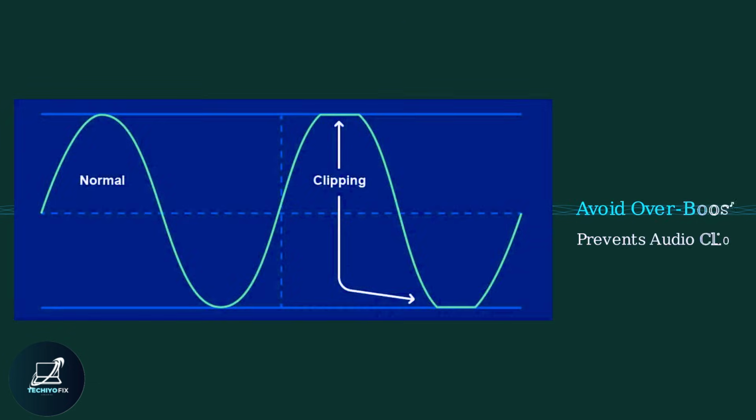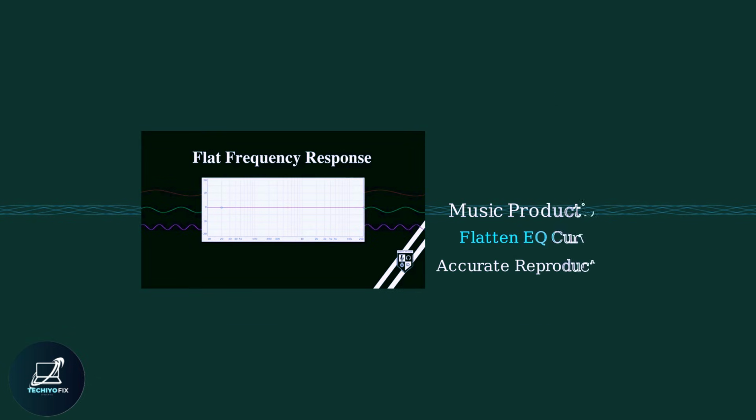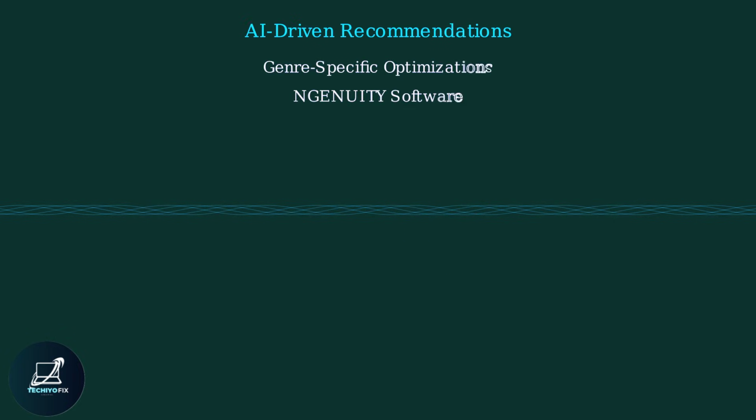Avoid overboosting frequencies to prevent audio clipping. For music production, flatten the EQ curve for accurate sound reproduction. Finally, explore AI-driven EQ recommendations within the NGENUITY software for genre-specific optimizations.